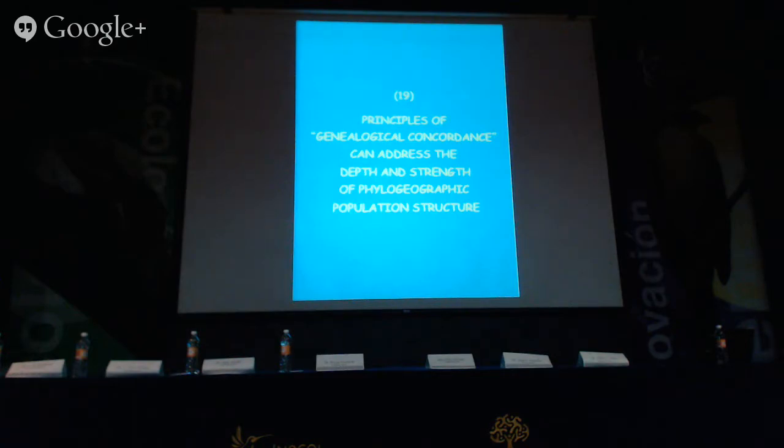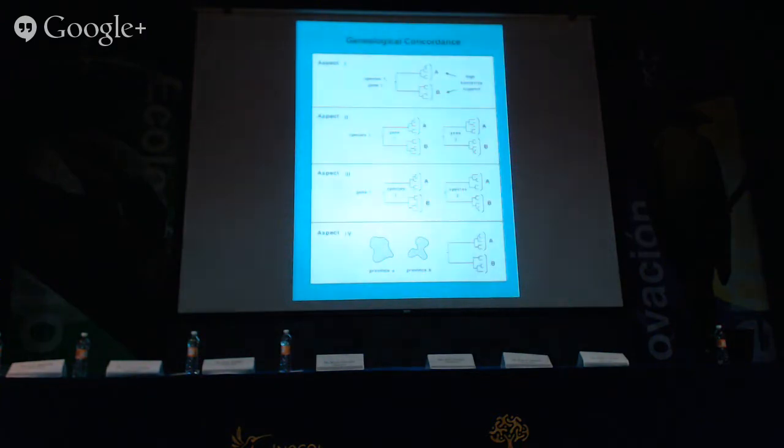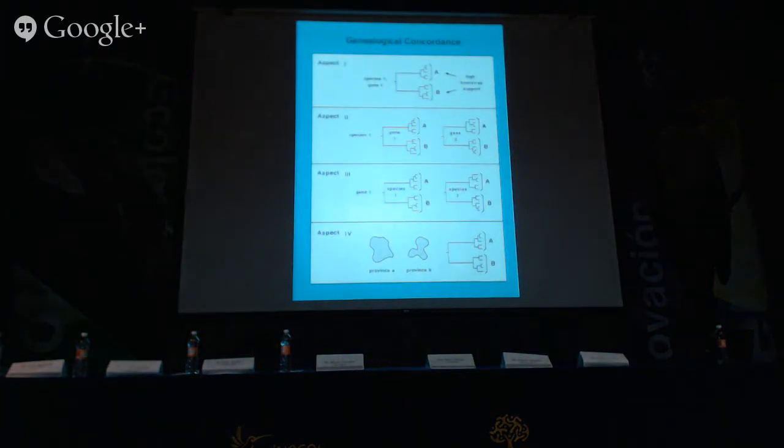Which brings me to point number 19 then, that principles of what we call genealogical concordance can address the depth and strength of phylogeographic population structure. I don't have time to go into any detail with this, but there's a whole field now that's addressing the concept of genealogical concordance. And I recognize 4 different components or aspects to this genealogical concordance: aspect 1, 2, 3, and 4.